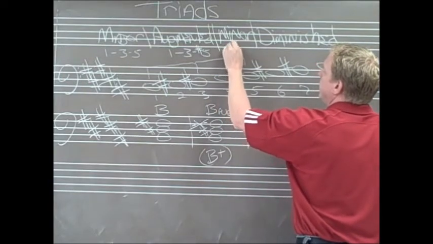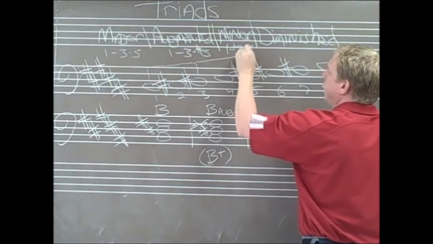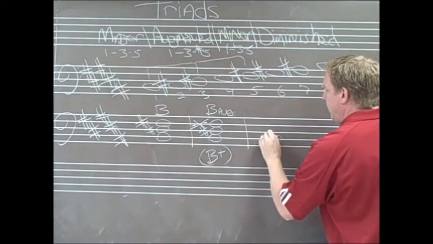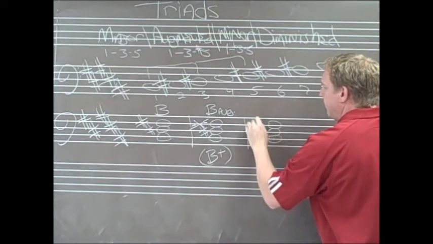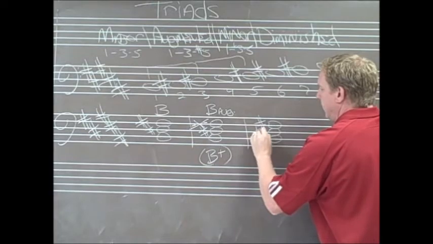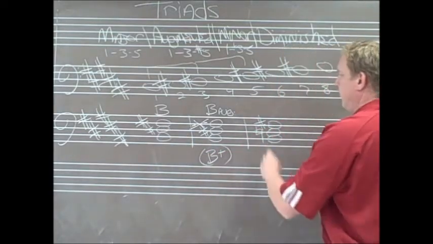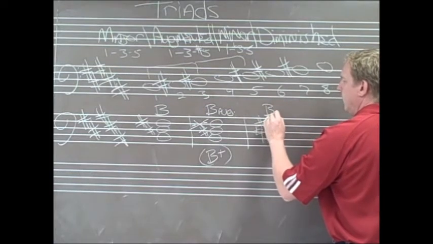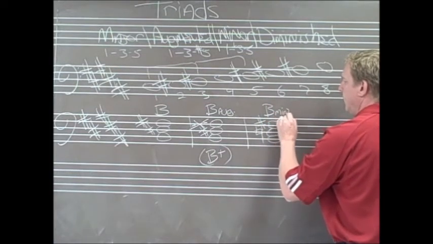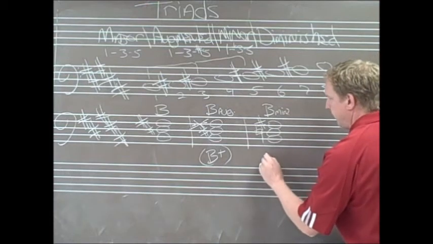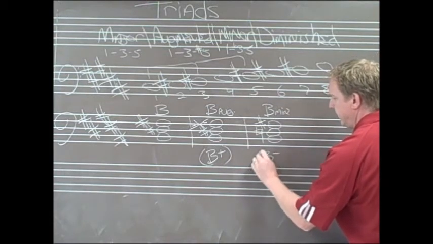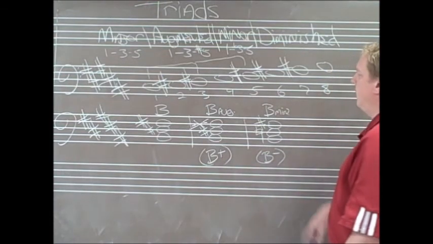Minor is 1, flat 3, 5. So in our case, B, D, and 5 is the same. And if you take D sharp and you flat it, you get D natural. Sometimes a pop chord symbol might have just a minus sign for minor.